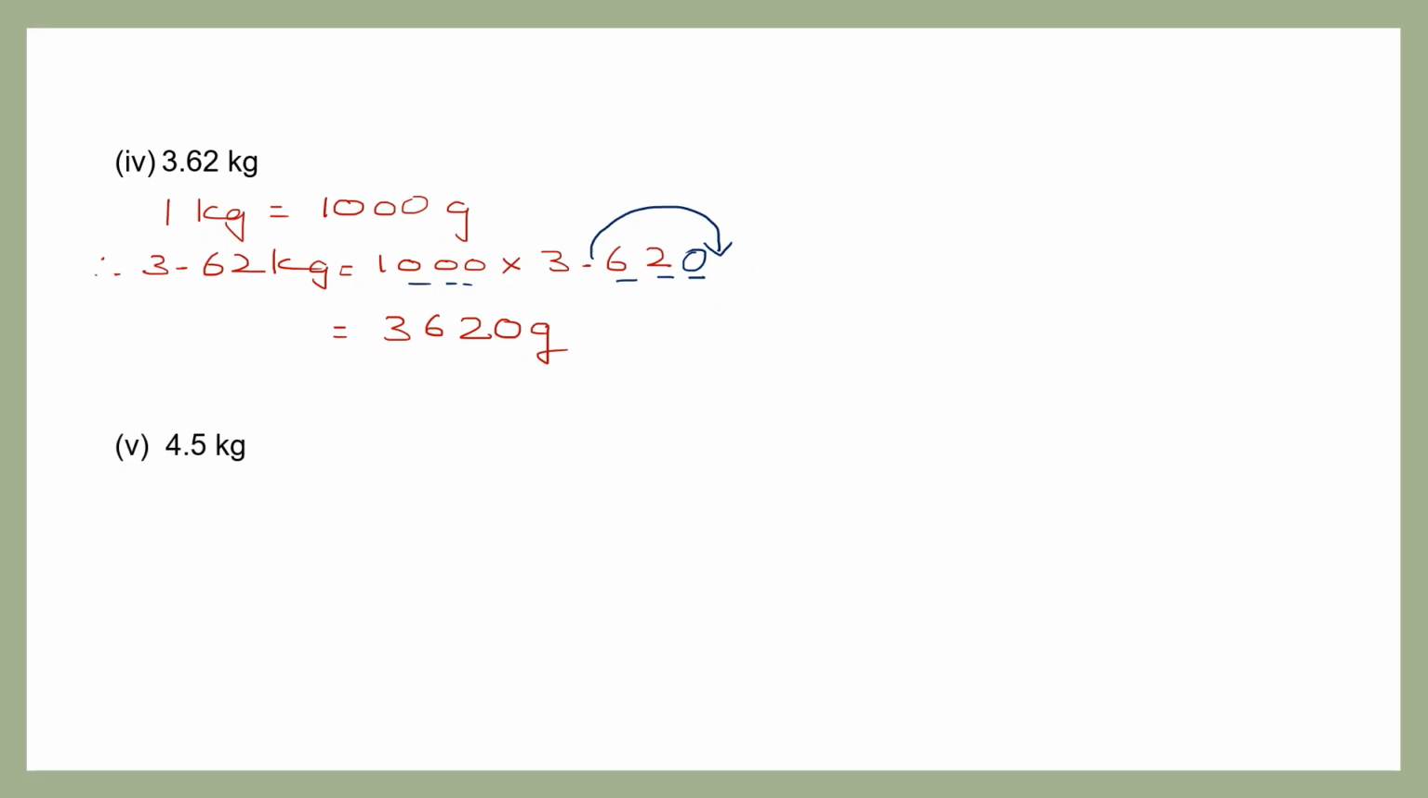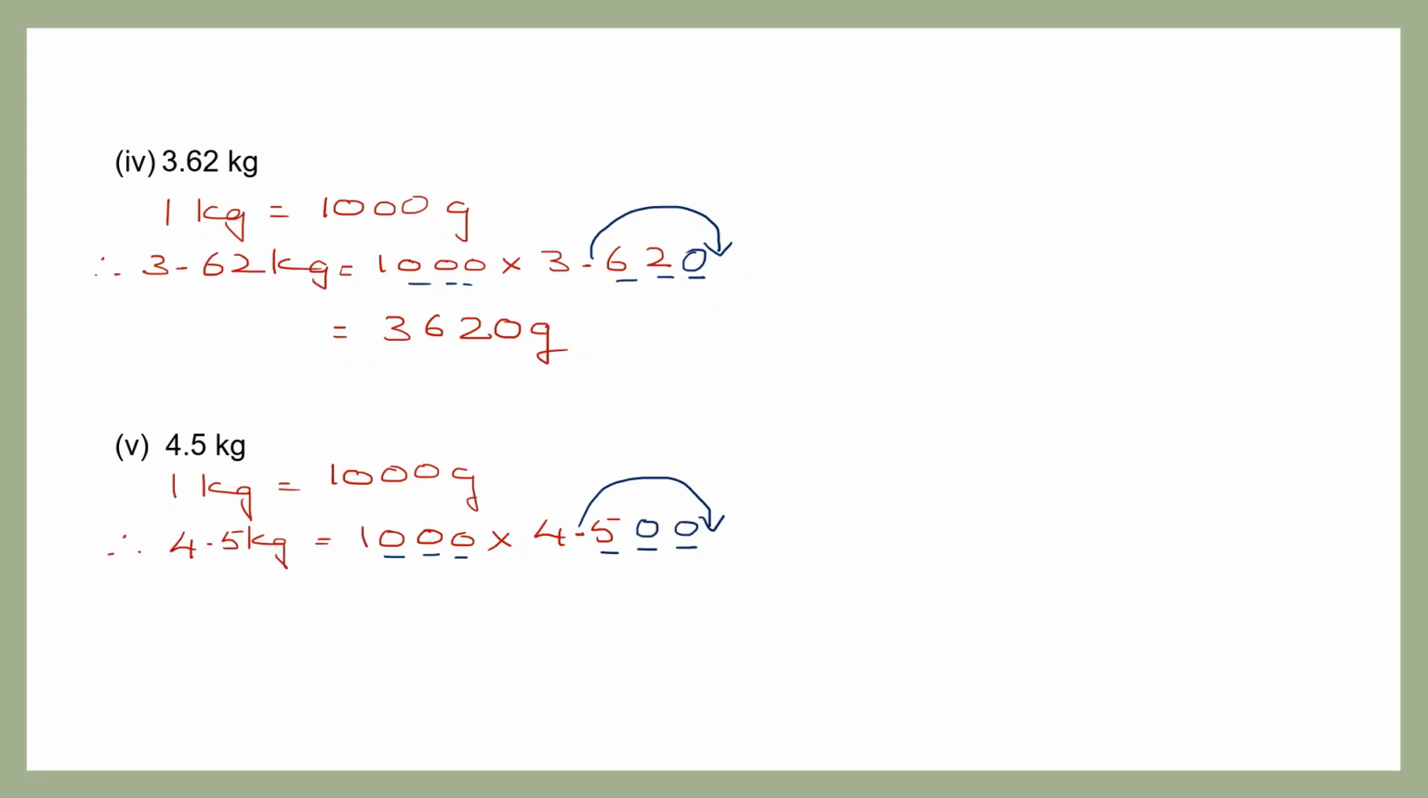4.5 kilograms converted to grams. 1 kilogram equals 1000 grams. Therefore, 4.5 kilograms will be 1000 into 4.5. So now I'm going to move my point 3 places to the right since there are 3 zeros. 1, 2, 3, and my point comes after that. So I fill in these gaps with zeros. So what do I get now? 4500.0 or 4500 grams.